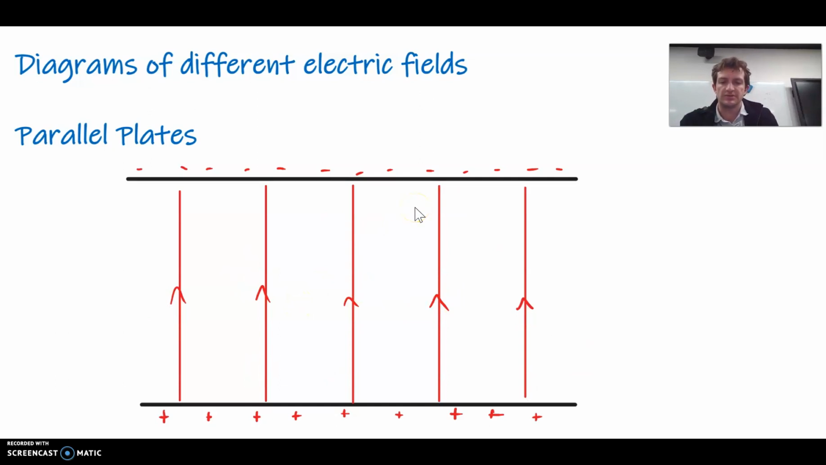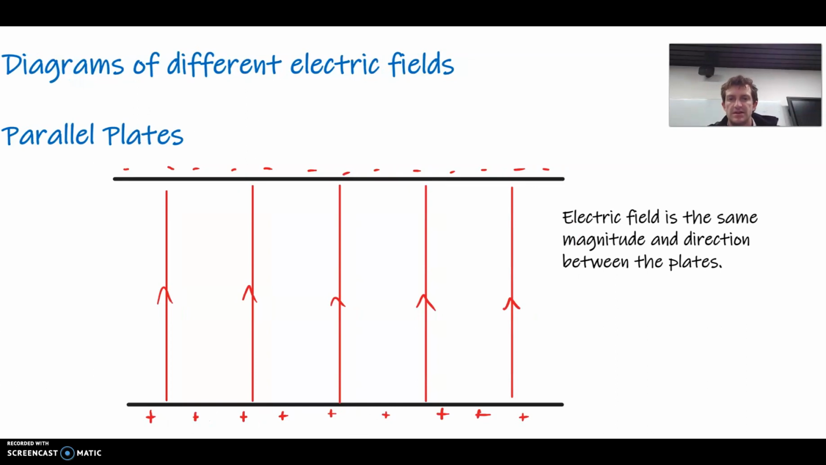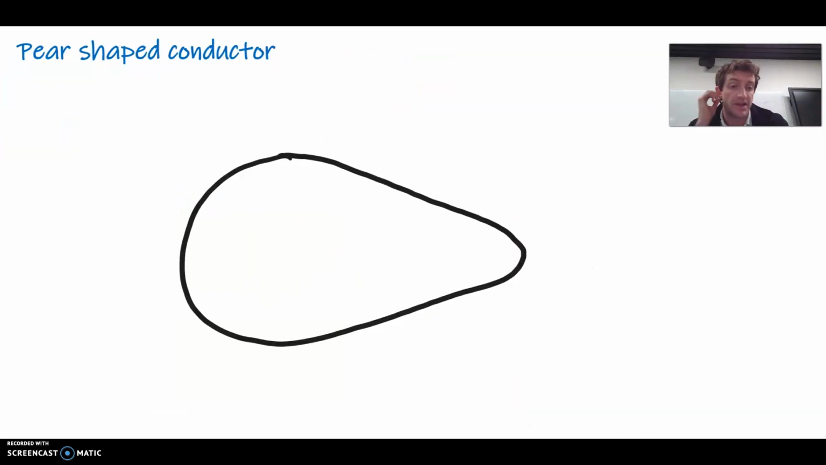and that shows our uniform electric field going from positive to negative. So positive charges will be forced in that direction and gain energy in that direction, and negative charges will be forced in the opposite direction, anti-parallel to the field lines. This helps us see is that the electric field is the same magnitude and direction between those two plates. Same strength everywhere. Lastly, we'll look at our pear-shaped conductor.